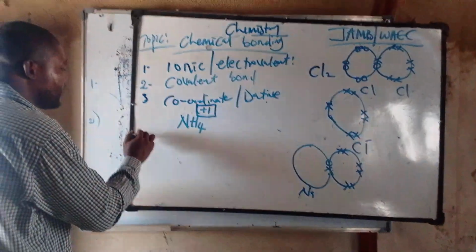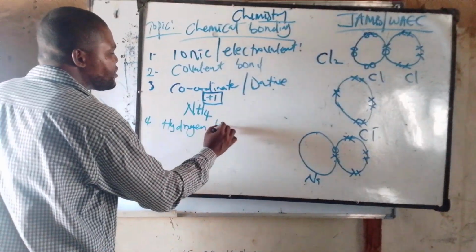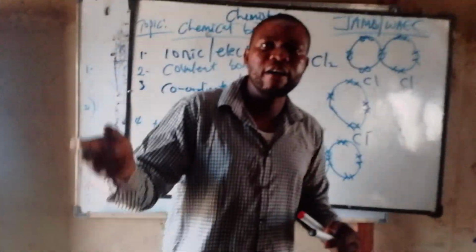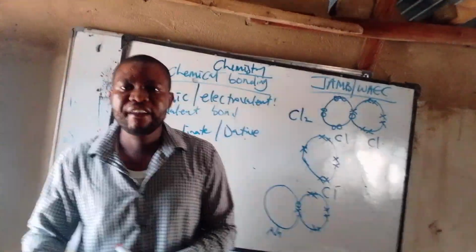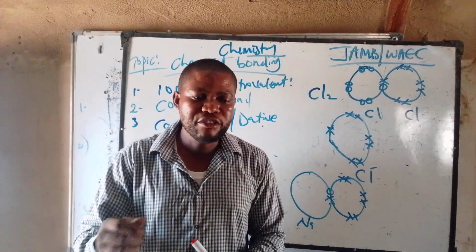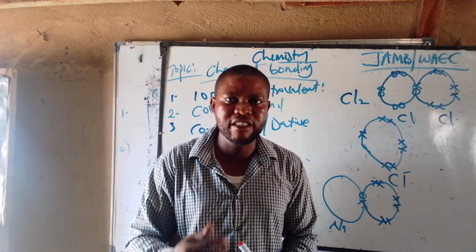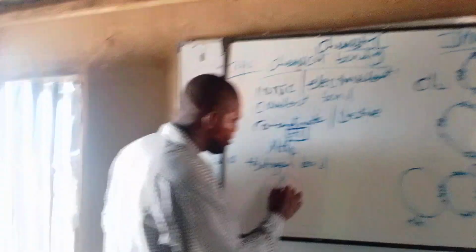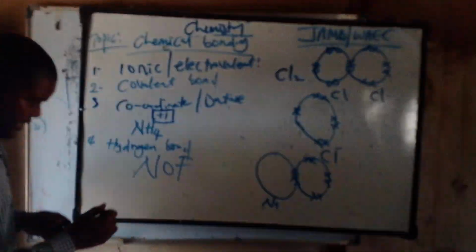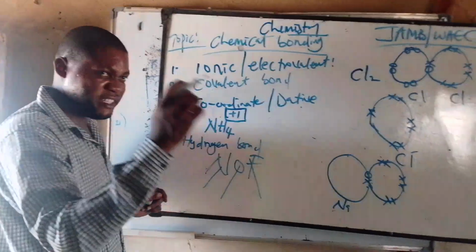Then the other one we'll now look at here is hydrogen bond. Hydrogen bond is a bond seen whenever hydrogen combines with other elements. And I use this acronym to tell us where we can see hydrogen bond. We can see the bond in nitrogen, oxygen, and fluorine, but it's very strong.